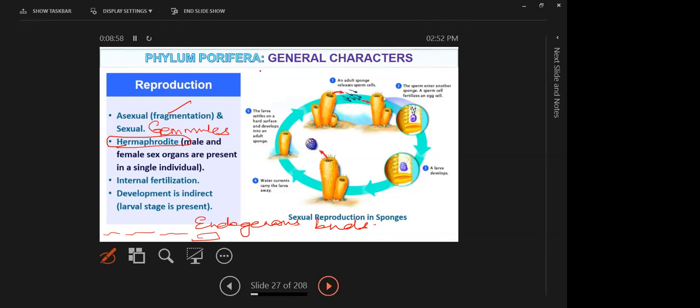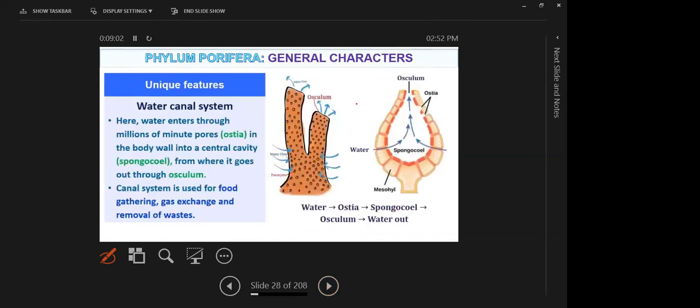Now, what are the unique features that are confined only to this particular group of organisms? Here there is the water canal system.